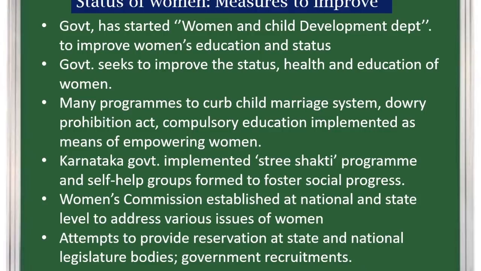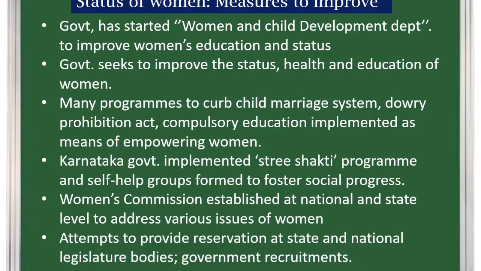In order to improve the status of women, the areas of health and education of women have to be improved. Many programs have been undertaken to curtail and curb the child marriage system. The Dowry Prohibition Act and compulsory education are implemented as a means of empowering women.